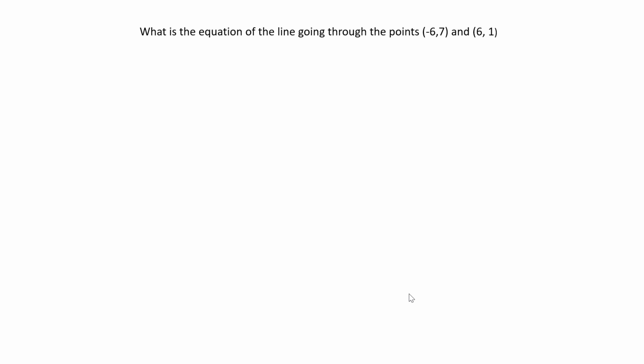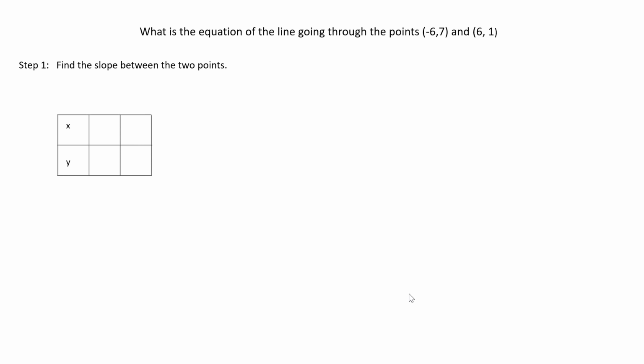All right, let's do one more. We want to write the equation for the line that goes through the points (negative 6, 7) and (6, 1). Find the slope between the 2 points. First one in and the second one in. The delta y is going down 6 spaces, so negative 6. And then the distance between negative 6 and 6 is 12. It's increasing, so it's positive 12. Delta y over delta x, which is our definition of slope, is negative 6 divided by 12, which equals negative 1/2 when it reduces down.